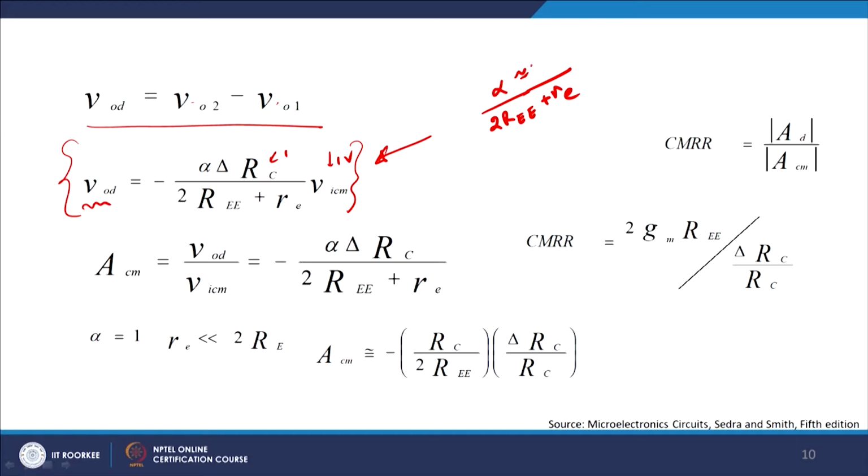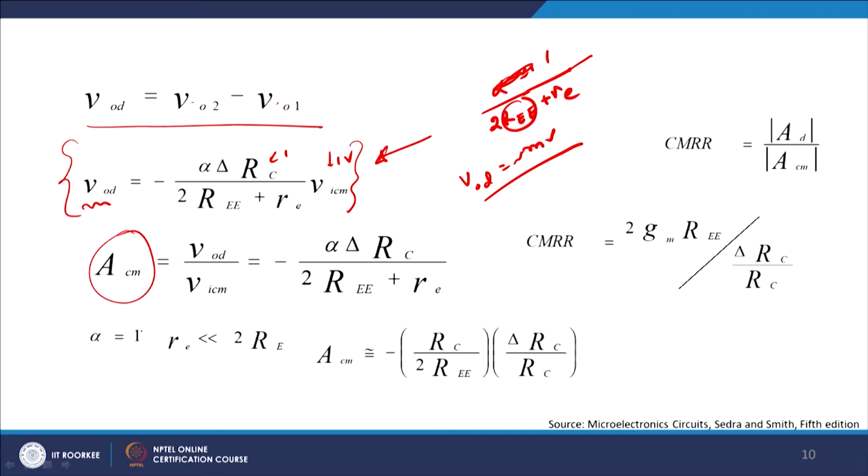Alpha is very close to 1, so I will get almost equal to 1 upon this whole quantity. RE is a very large quantity, so typically what I will get is a VOD of a few millivolts; there will always be an offset available to me, of the order of a few millivolts. We therefore define ACM, which is my common mode gain.